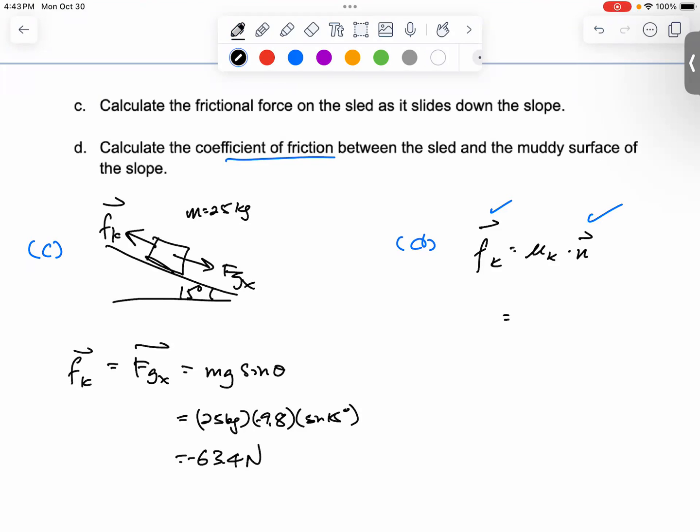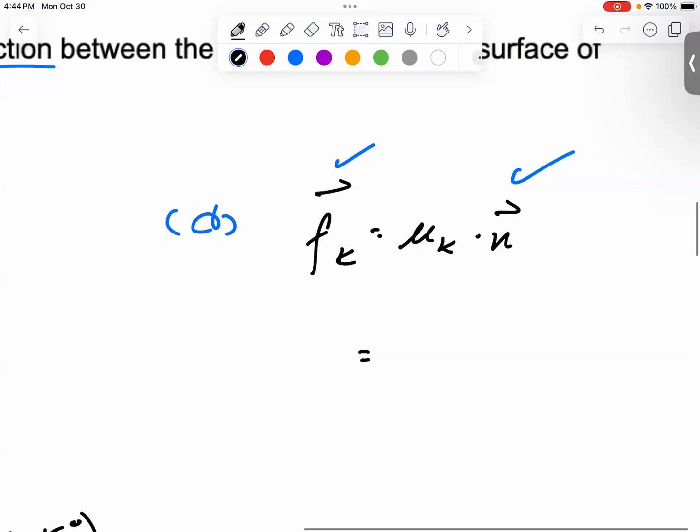Now, of course you can go ahead, get the numerical value here, and then just substitute in and calculate the mu. But I want to do something different right here. We just calculated the F_k, right? That's mg sine theta.